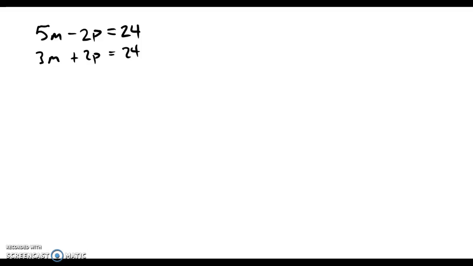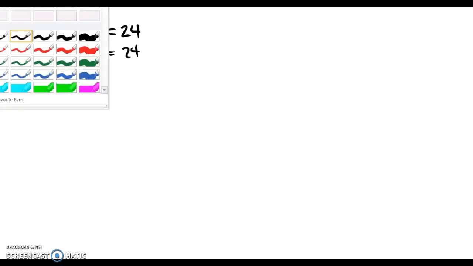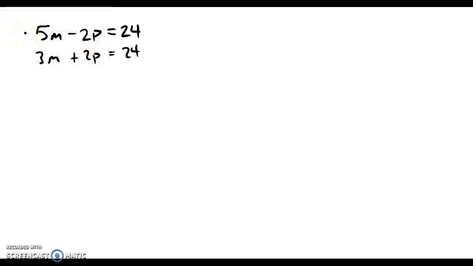You can solve linear systems by graphing. You can solve them by the substitution method, which was the previous video, or you can solve it by the elimination method. This is the elimination method that I'm about to show you, in which, as the name implies, you eliminate one of the variables so you can solve for the other one.